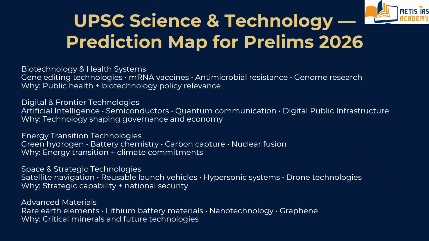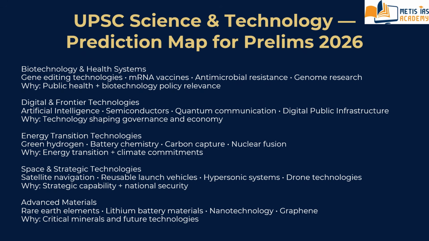What is green hydrogen production? It is emerging as an alternative clean fuel, clean energy. Biotechnology applications: this affects healthcare, agriculture, and pharmaceuticals. Satellite navigation systems: space infrastructure is becoming critical for national capability. Then we are moving to drone technology.